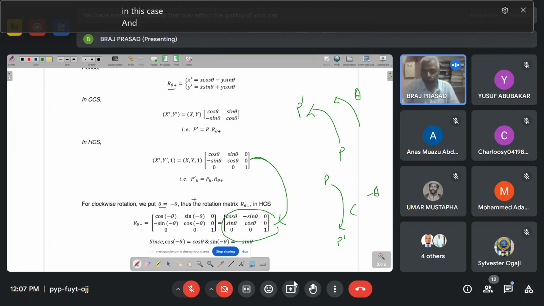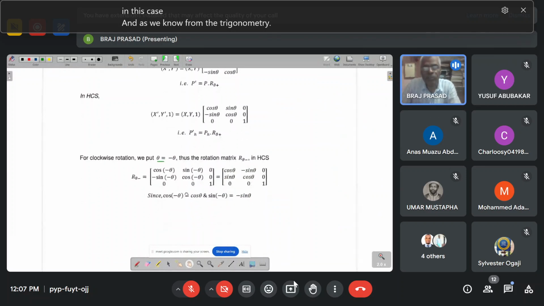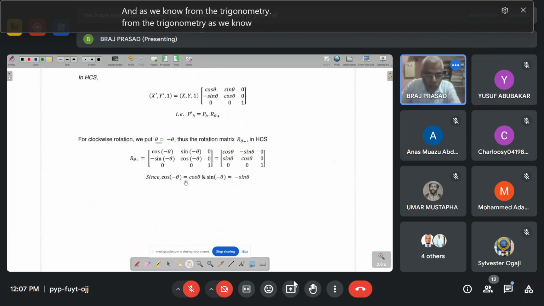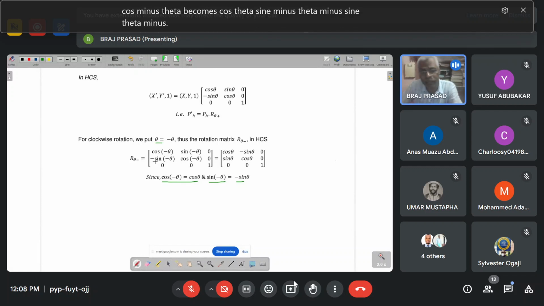And as we know from trigonometry, cos minus theta equal to cos theta, and sin minus theta equal to minus sin theta. So this cos minus theta becomes cos theta, sin minus theta becomes minus sin theta, minus sin minus theta becomes plus sin theta, and cos minus theta is cos theta. So this is the rotation vector for clockwise direction by an angle theta.